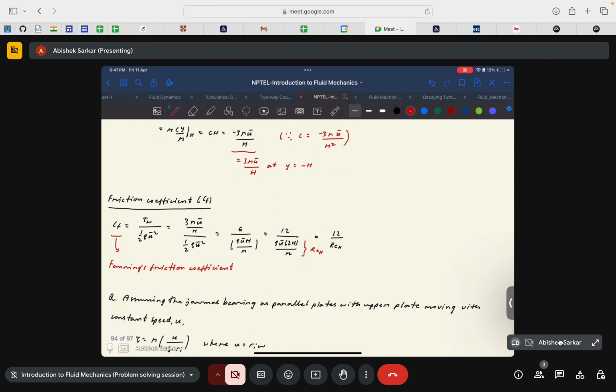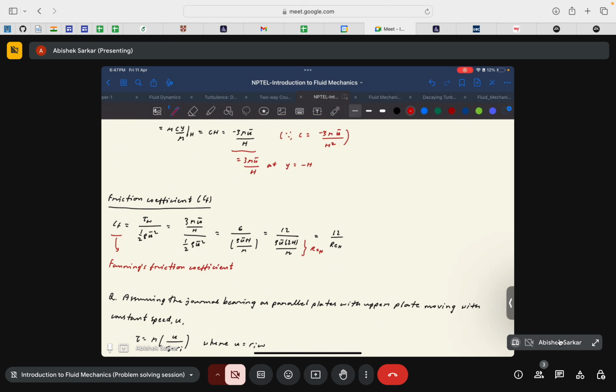Then again you can find the corresponding friction factor by taking the ratio of the wall shear stress over half rho u bar square, that is 3 mu u bar by h divided by half rho u bar square. Then it will become 6 by rho u bar h by mu. Then if you multiply 2 on both sides, you will get Cf is 12 by Re h, which is again a very trademark landmark result. And this Cf is called the Fanning friction coefficient.